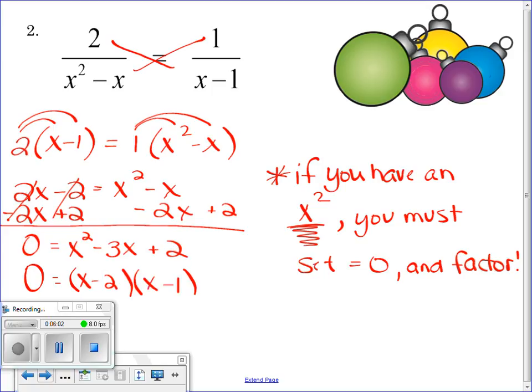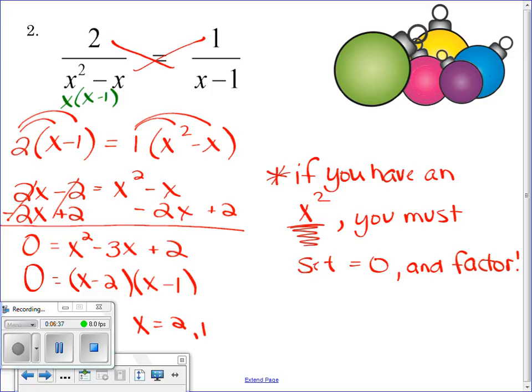Good. X minus 2, x minus 1. So then we know x equals 2 and 1. Go back to the original problem. What were my restrictions? I had a restriction of 1 here, and what were my restrictions here? How would you find the restrictions here? You'd have to factor that. Take out that GCF, x minus 1. So my restrictions are 0 and 1 and 1.